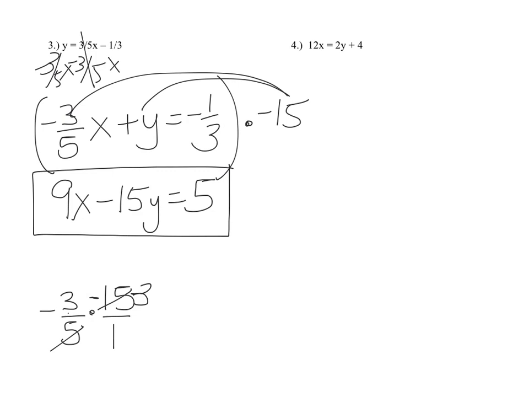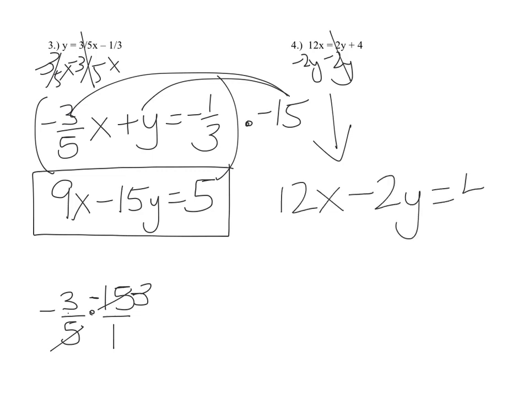Number 4, we need x and y on one side of the equal sign. So let's get the y over there. So we're going to subtract 2y. Subtract 2y. Cancel out the 2y on the right. So now I have, I'm going to write it down here, 12x minus 2y equals 4.